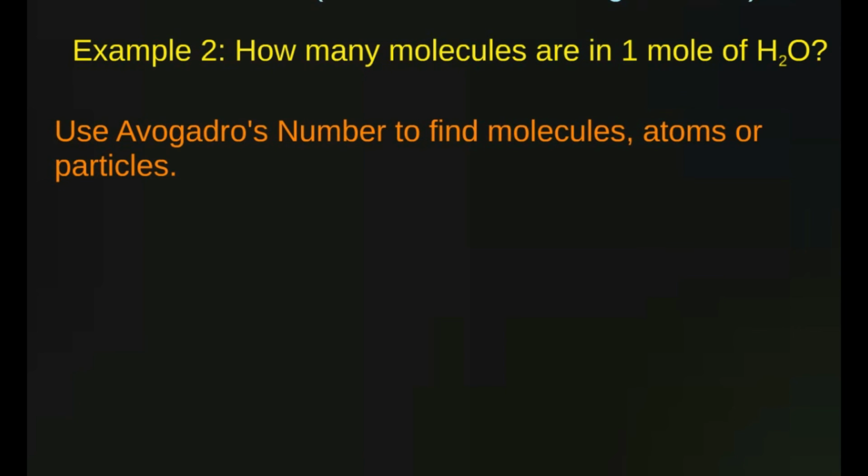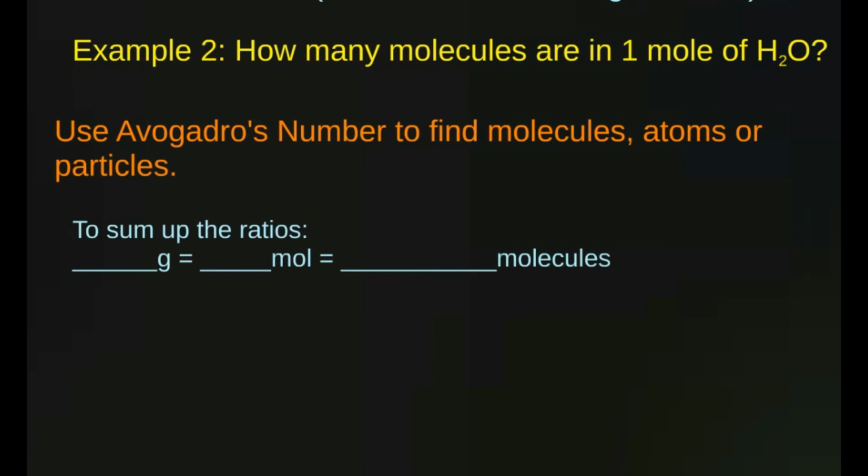Use Avogadro's number to find the molecules, atoms, or particles. Most of the time, though, you're going to end up finding molecules or atoms. We probably won't use particles. So to sum up the ratios, and this is of water, we're looking at H2O here. You might want to write H2O off to the side if you want to. So we have 18.02 grams of water. That gives us 1 mole, which gives us this gigantic number of molecules.